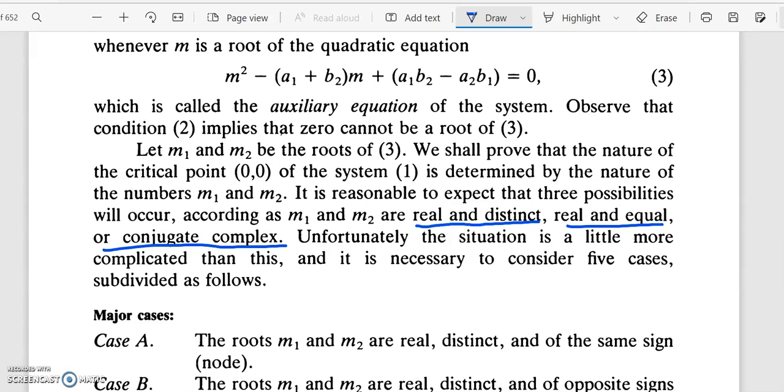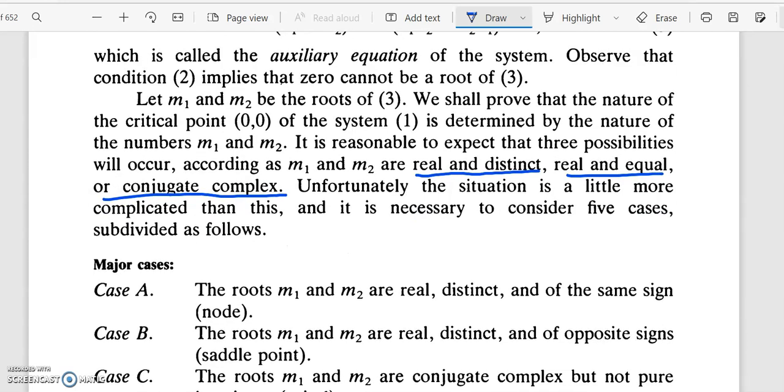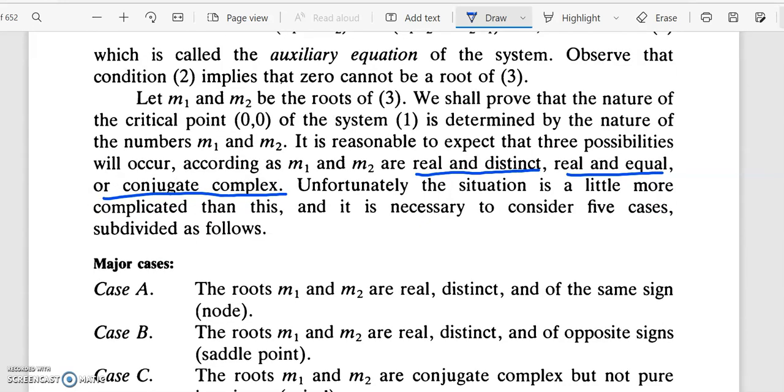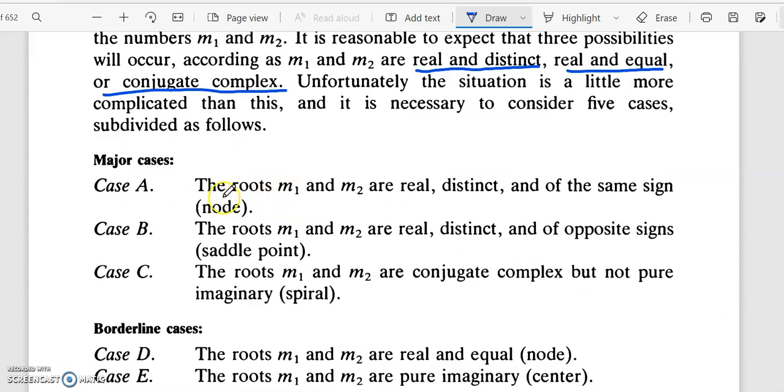So we have a node, we have a saddle point, we have a center, and we have a spiral. So let us see when we get these cases. When the roots m1 and m2 are real, distinct, and of the same sign, in that case the critical point, the origin, will become a node. That means when m1 and m2 are real, distinct and of the same sign, that is both are positive or both are negative, then 0, 0 becomes a node.